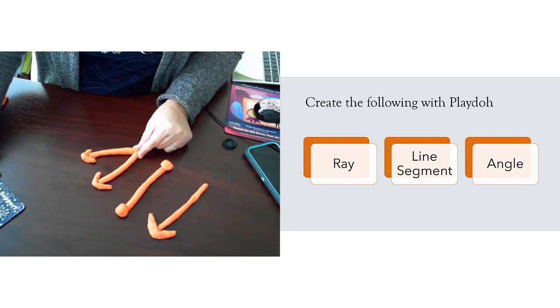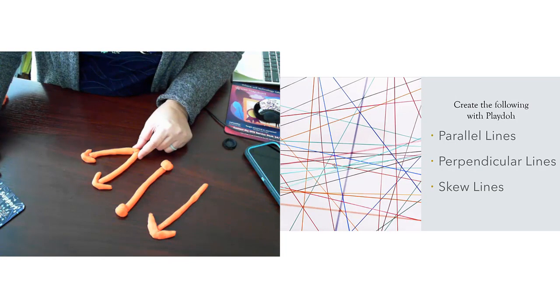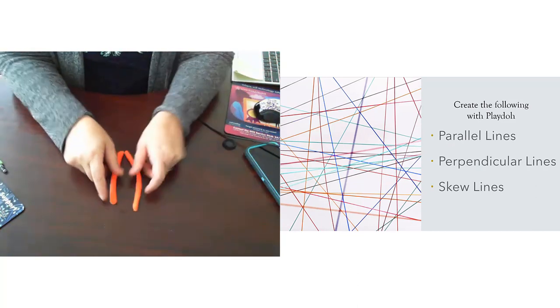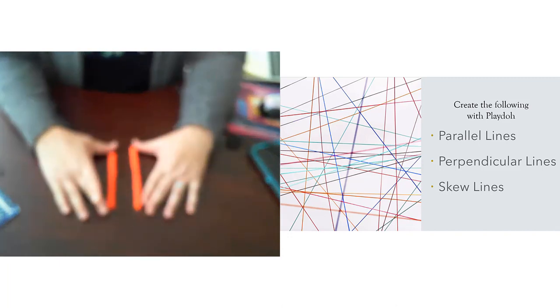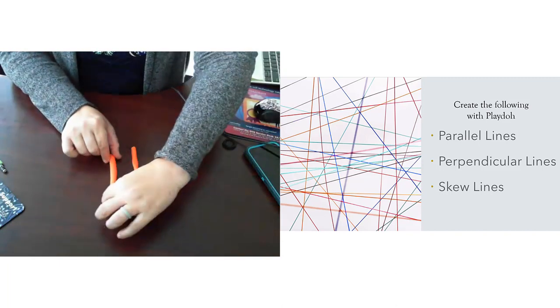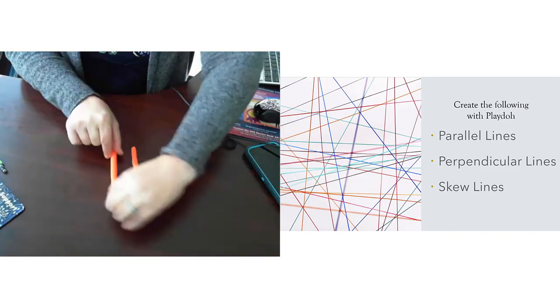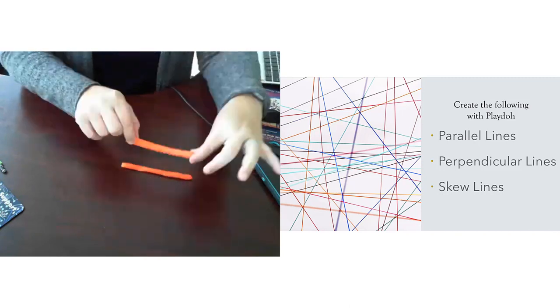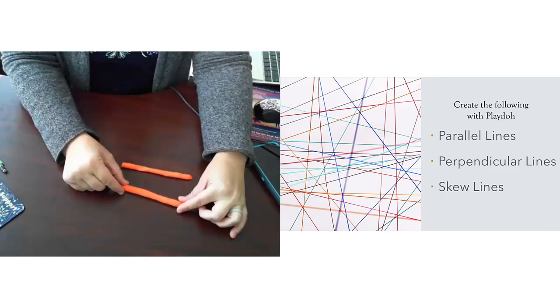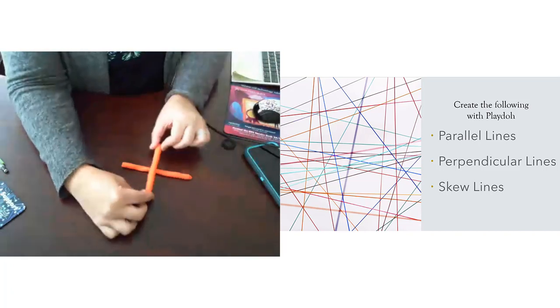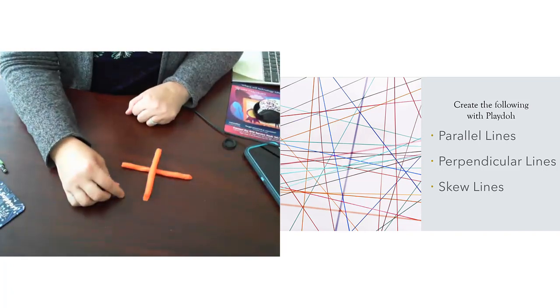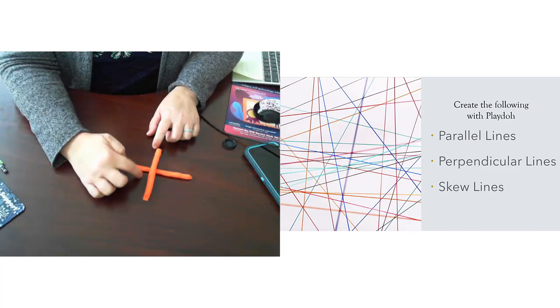The next one we'll talk about is parallel, perpendicular, and skew lines. So for parallel lines, you just take 2 lines and make sure that they're holding them here, or technically they could be above each other like this, or they could be on the table, but just make sure that they don't cross. Perpendicular lines would be 2 lines that cross with a 90-degree angle like this.